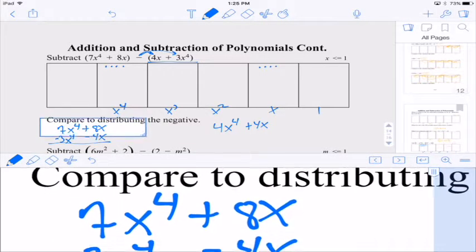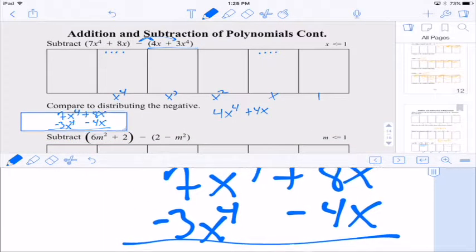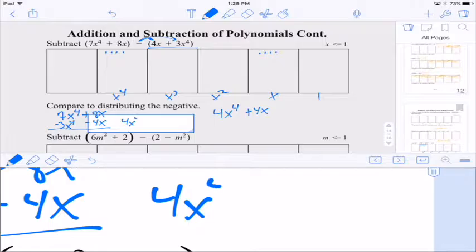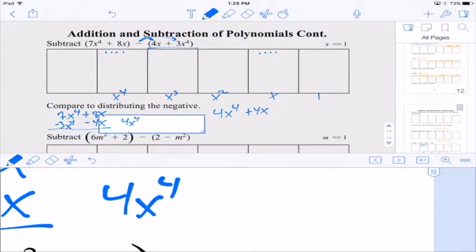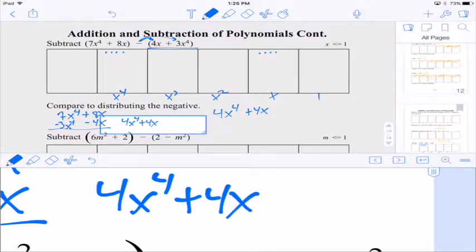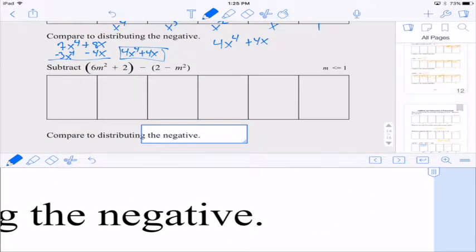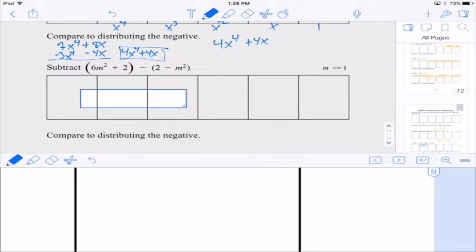There's my subtraction problem. I'm going to get the exact same thing. 7x to the fourth minus 3x to the fourth is 4x to the fourth, and 8 minus 4 is 4. Okay, so notice it's the same thing. That's the only time I'm going to show that. I'm just going to show it with the dots.